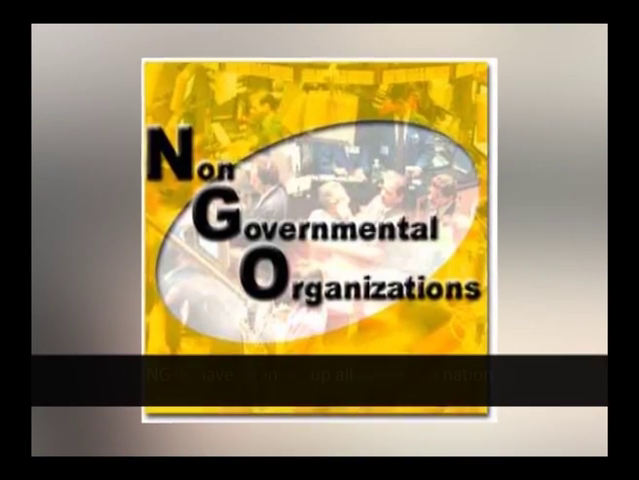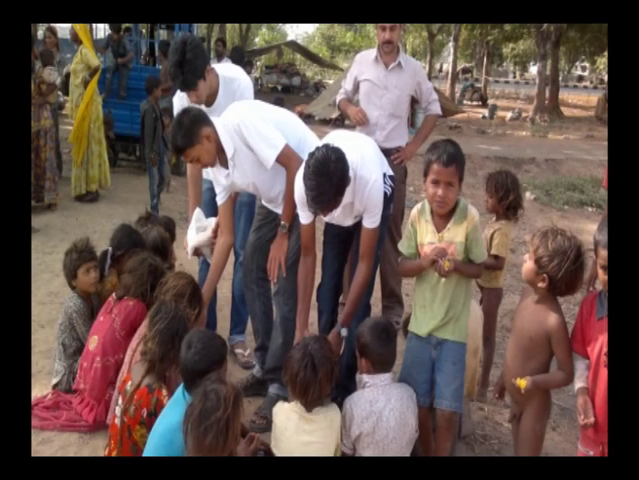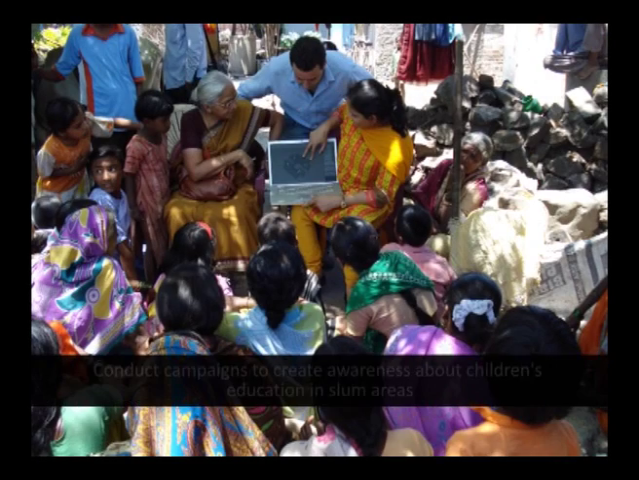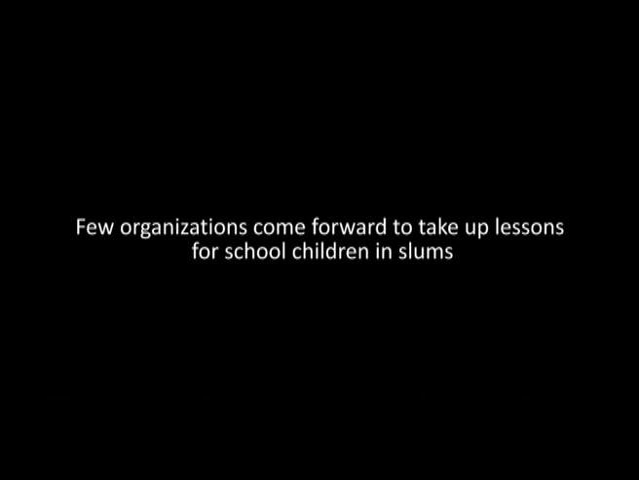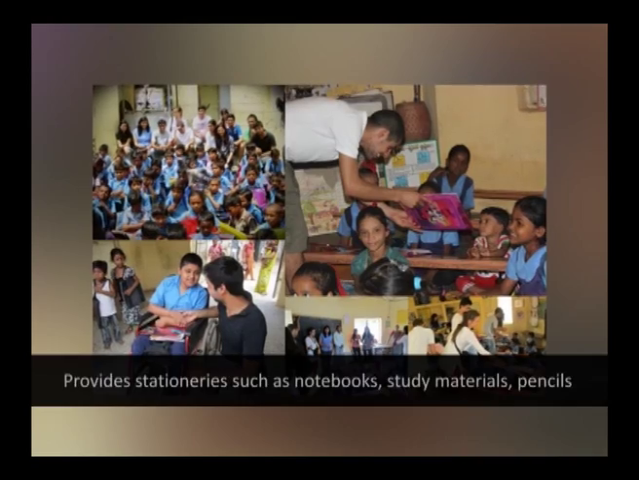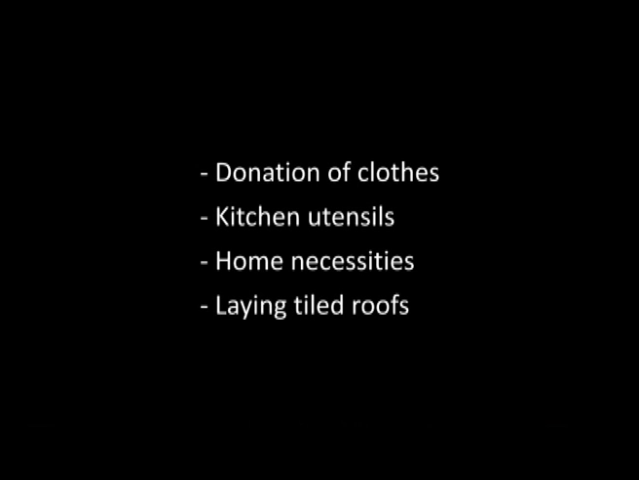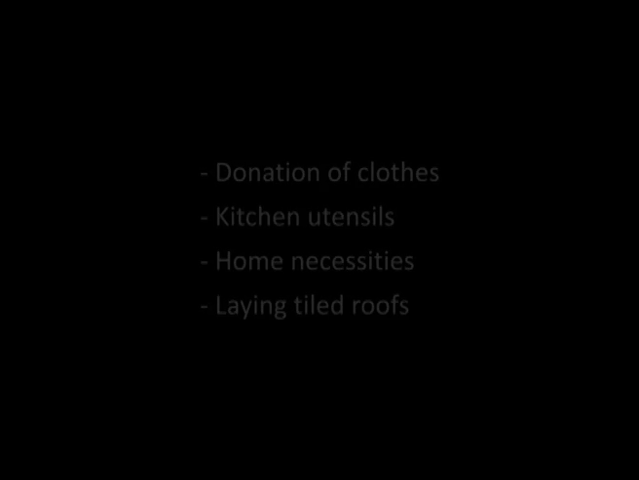Apart from all these, there have been NGOs set up all across the nation. Most of these NGOs target the development and well-being of slum dwellers. They conduct campaigns to create awareness about children's education in slum areas. A few organizations have come forward to volunteer to take up lessons for school children in slums. Their agenda also involves providing stationery such as notebooks, study materials, pencils, etc. In addition to all these, donation of clothes, kitchen utensils, home necessities, laying tiled roofs instead of thatched roofs, etc. are also part of the mission. A large amount of funds is also being collected purely for the development of slum areas.